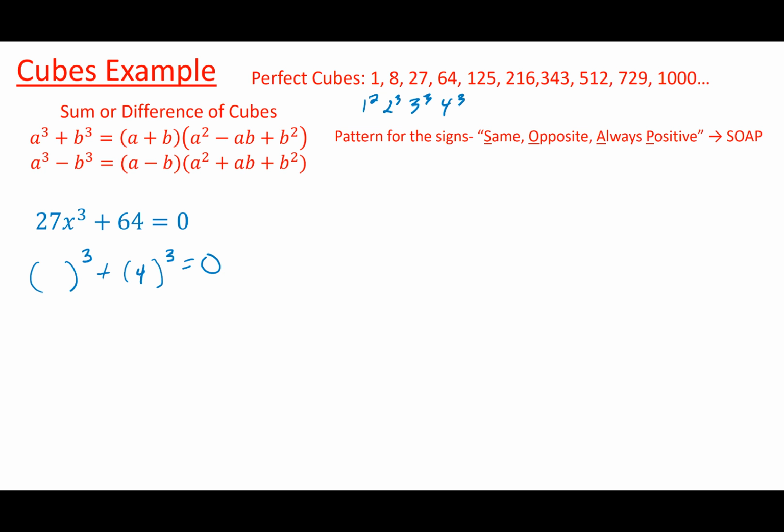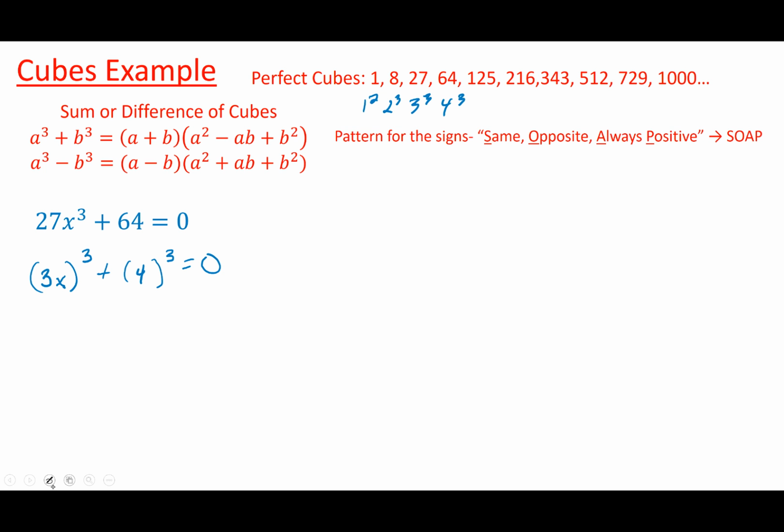What about 27x cubed? How could I write that as one term raised to the third power? Landon, what do you say? So what else is going to be in my parentheses, though? 3 is correct. 3x. Okay, so parentheses are important. So I'm saying 3x quantity cubed is the same thing as 27x cubed.